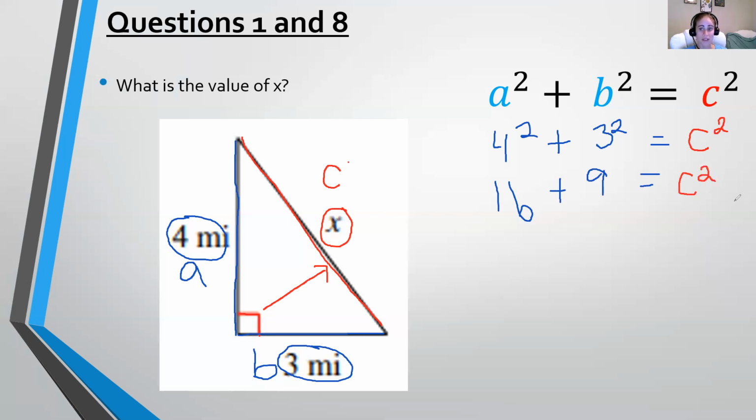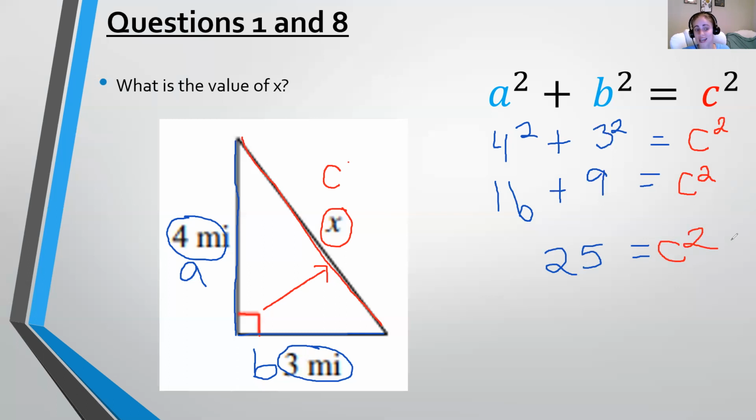Right, this time I have a little bit more simplifying to do because both of my numbers are on the same side of the equation. I can go ahead and add 16 plus 9, which would be 25. Oh, that's kind of funny. Didn't realize it was going to work out to be almost the same. And that is equal to C squared.